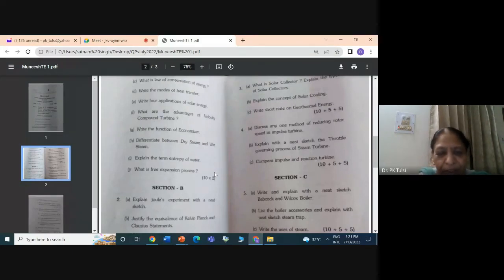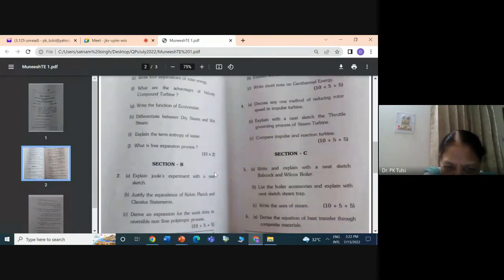Better to start it with a verb. Don't write what, right? Write the function of. Is there only one function of economizer? If there is only one, then it is correct. If there are more than one function, it should be functions. Differentiate between ठीक है, explain ठीक है. Then you can see the 10th one.